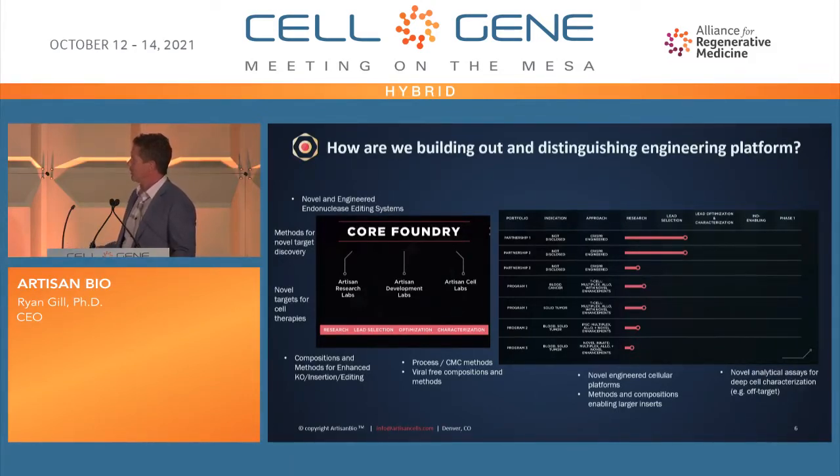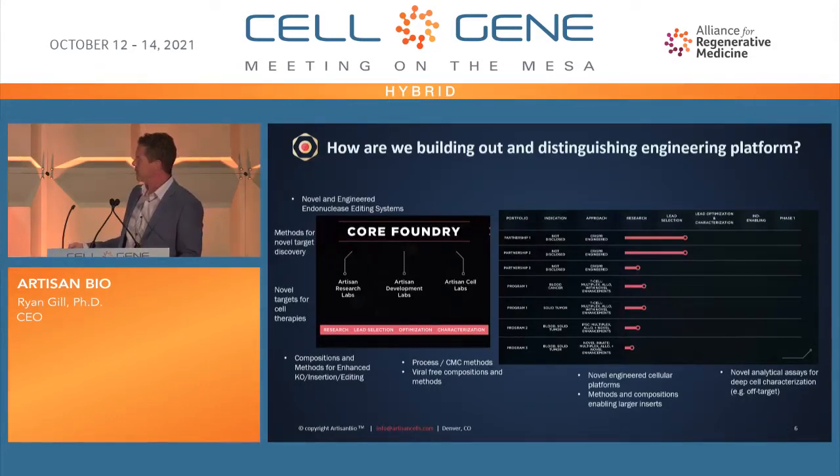Building out kind of a focus here around novel engineered endonuclease editing systems, methods for novel target discovery, novel targets for cell therapy. So are there different ways in which we may make something allogeneic compared to the traditional ways most people know about? Compositions and methods for enhanced knockout, insertion, and editing. So we have, for example, enhancers we add that allow our insertion levels to go up.